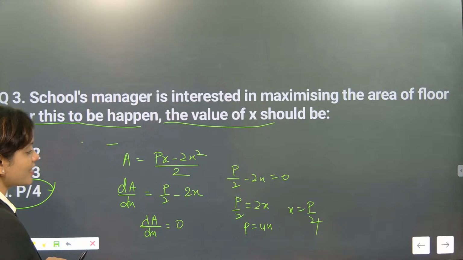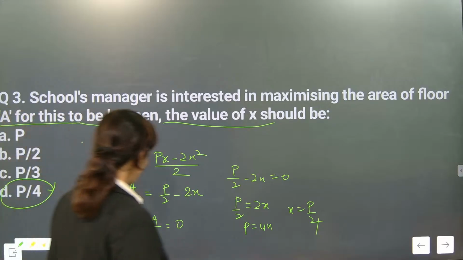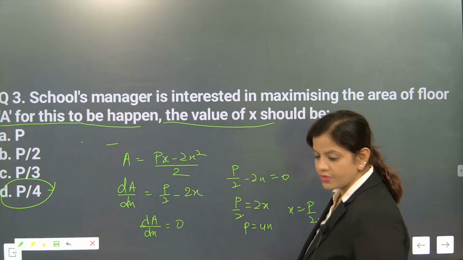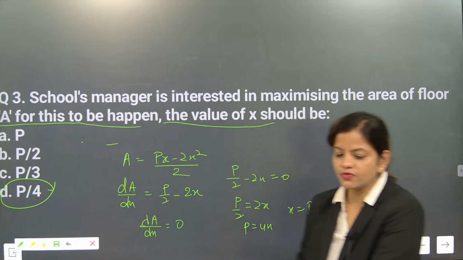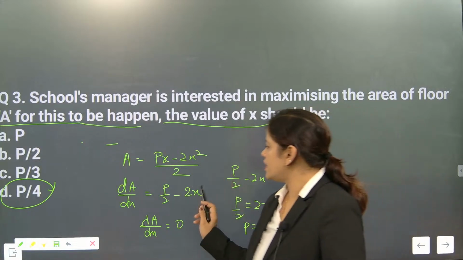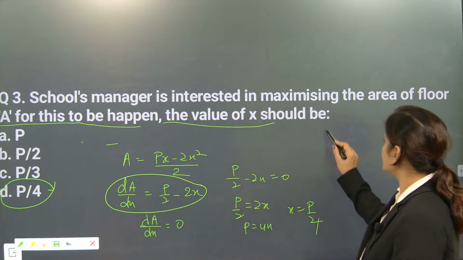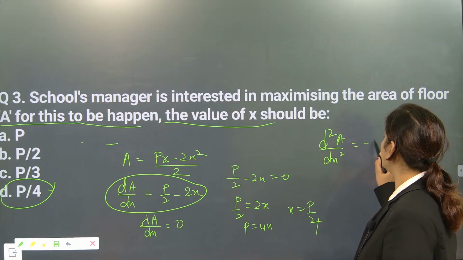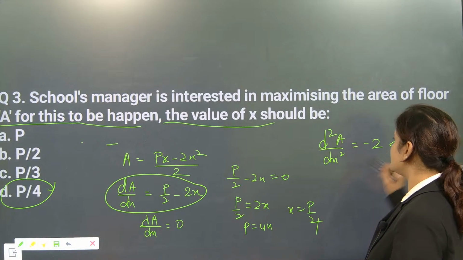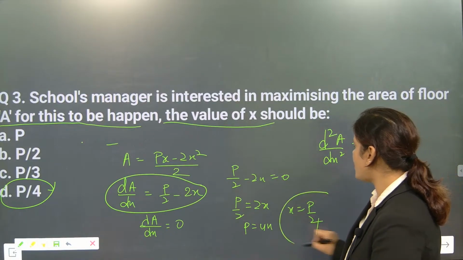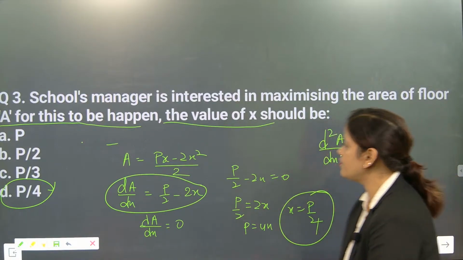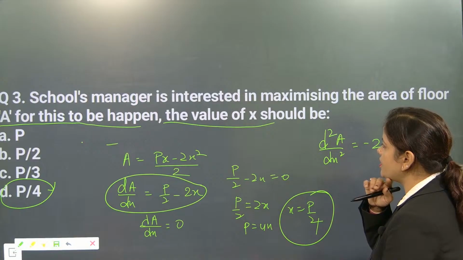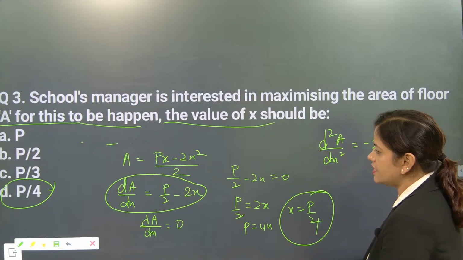Now they are asking the maximum area of the floor. One more time we are going to differentiate, because for maximum area of the floor we have to find length and width both. So again we differentiate: d2A by dx square is equal to minus 2, which is less than 0. So it will attain the maximum value when x is equal to p by 4. When x is p by 4, what will be the area attained?